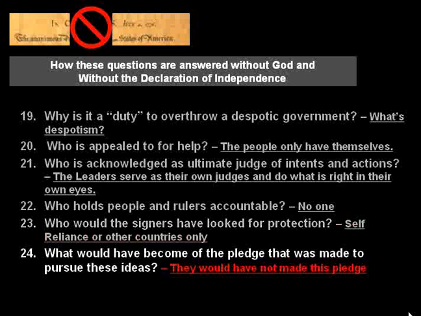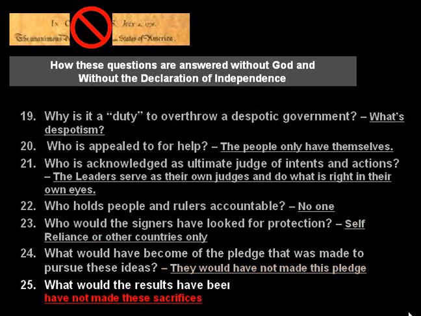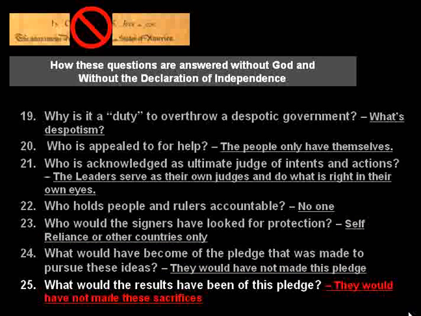What would have become of the pledge that was made to pursue these ideals? Well, they probably would not have made this pledge because, as we saw in the last webinar, it was their reliance on God that even caused them to make that pledge. What would the results of this pledge have been? They would not have made these sacrifices.